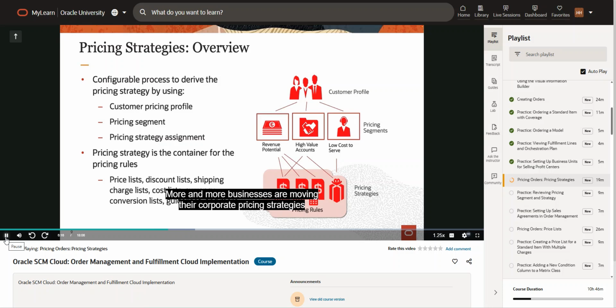More and more, businesses are moving their corporate pricing strategies closer to where decisions really happen, out on the front line. By having precise pricing segments and strategies, you can make sure you're offering the right price to the right customer to hit your business goals. Most of the setup and management takes place in the pricing and administration work area.